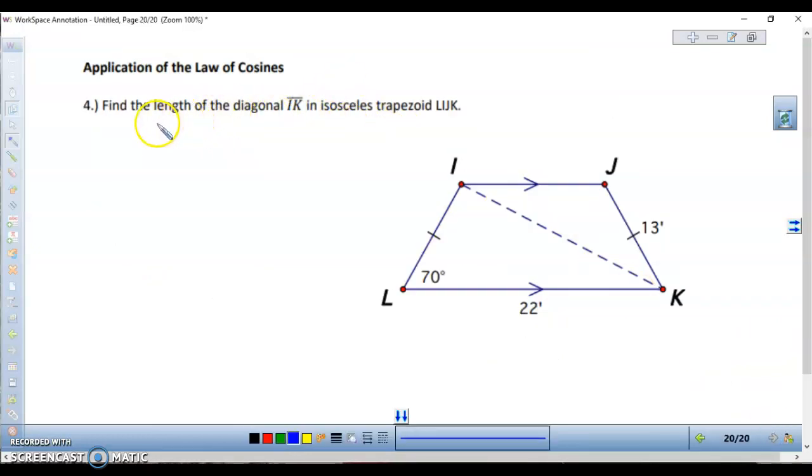All right, and then the last problem here is an example of the application of law of cosines. In this problem it says to find the length of the diagonal, so IK, we'll just call it x here. It's an isosceles trapezoid. Now the fact that it's isosceles helps me out in one area, and that's the fact that these legs are congruent, so that gives me 13.